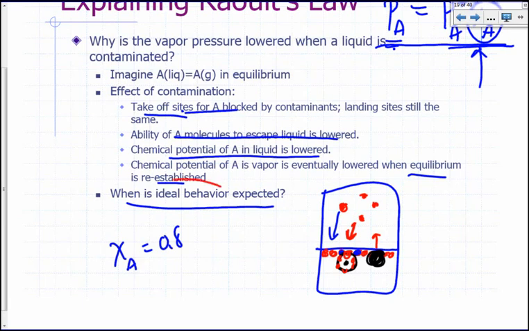So when do you expect ideal behavior? If you're mixing two things that have very similar structure, for example, benzene and toluene. Okay, if you recall, benzene is this, and toluene is this. So very similar structures, very similar size, very similar interactions. If solute-solute interactions, solute-solvent interactions, and solvent-solvent interactions are very similar, then you would expect to see ideal behavior.